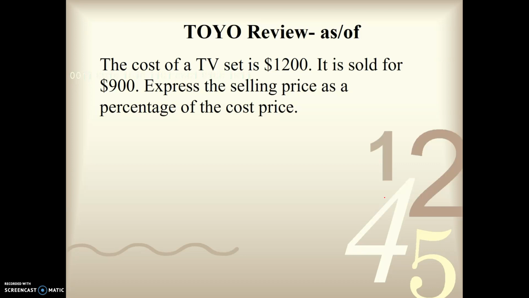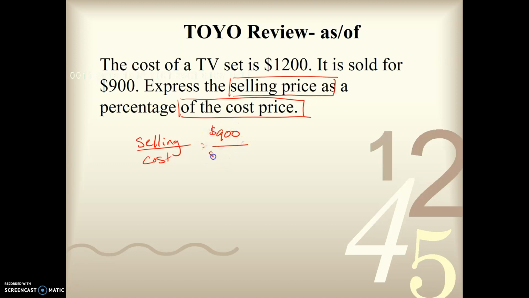All right. So let's take a look at this word problem. It says the cost of a TV set is $1,200. It is sold for $900. Express the selling price as a percentage of the cost price. So obviously we need selling over cost, right? And so that means we're going to write 900 in our numerator and 1200 in our denominator.